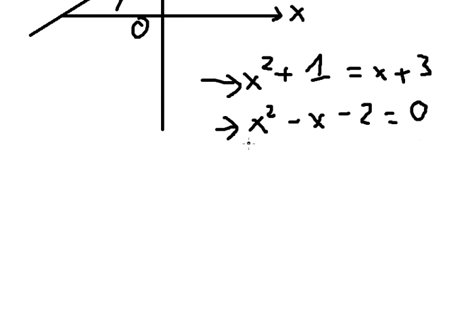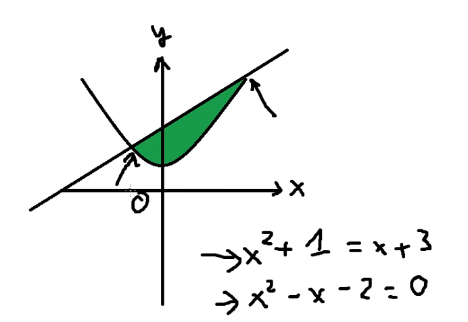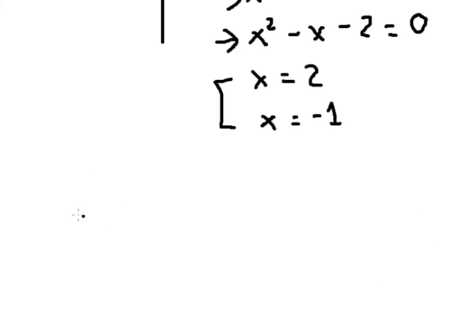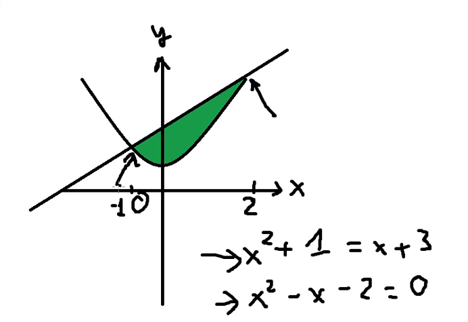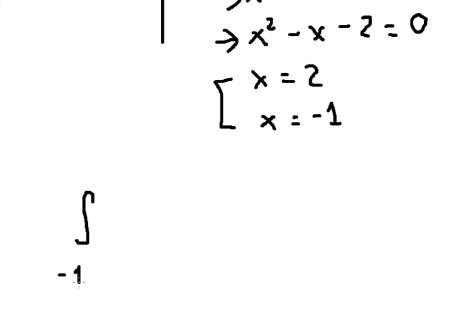So we find the solution of this one, and we have x equals 2 and x equals negative 1. So this one we have negative 1, this one we have positive 2. So after we find these intersections, we can create the integral in here, from negative 1 to positive 2.